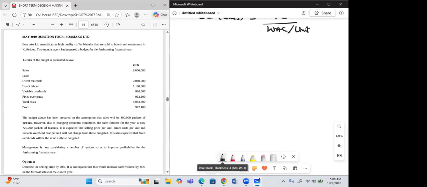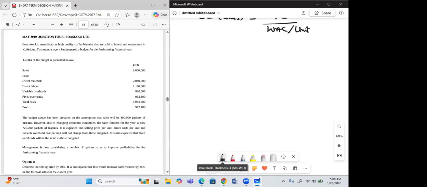Siakun Limited manufactures high quality coffee biscuits that are sold to hotels and restaurants in Koforidua. Two months ago, it had prepared a budget for the forthcoming year. And these are the details of the budget. The budget above has been prepared on the assumption that the sales will be 800,000 packets of biscuits.